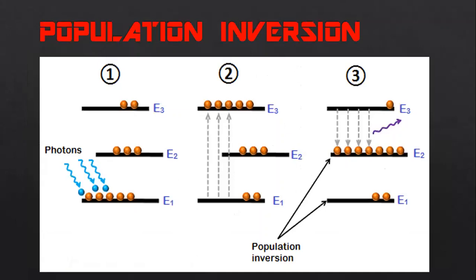Population inversion. Population inversion is the state in which the number of atoms in higher energy state is more than those in lower energy state. Generally, a greater number of atoms are in lower energy state because they are more stable there. But in stimulated emission, we require more number of electrons in excited state.